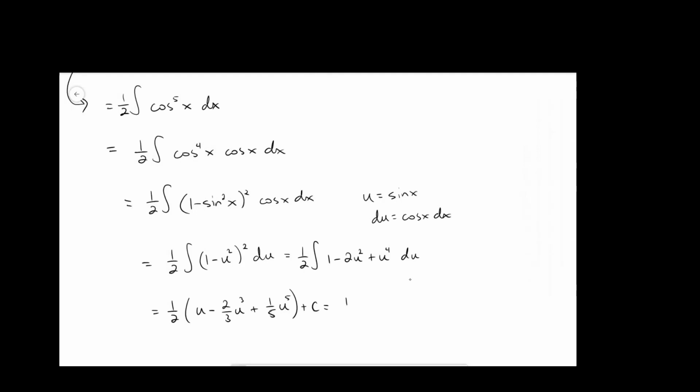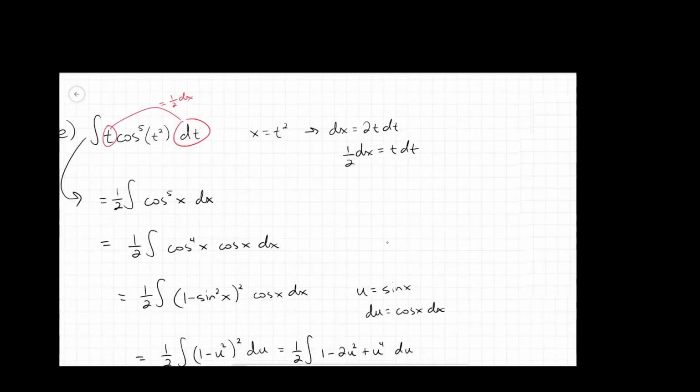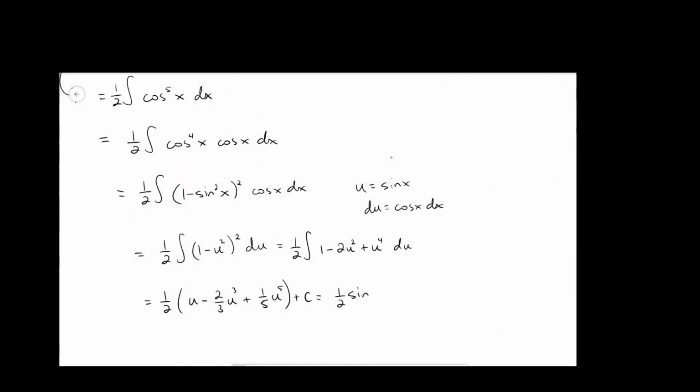Changing all this back, we're going to have 1/2. What was u? It was sine x, right? But what was x? So we have to go back to the top. What was x? x was t squared. So we're going to have the sine of u, but that actually becomes the sine of t squared, minus 1/3, that's going to be sine cubed of t squared. And then the last one, 2/5 sine to the fifth of t squared.